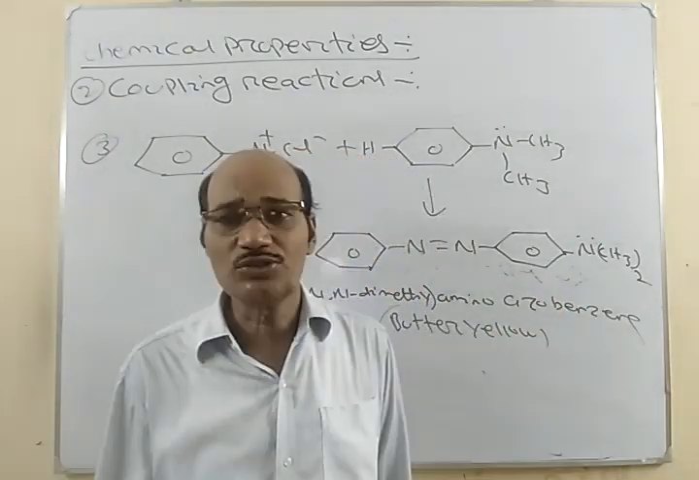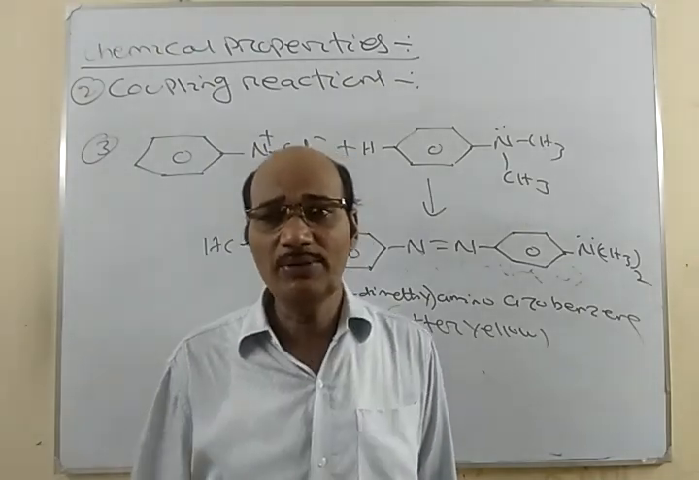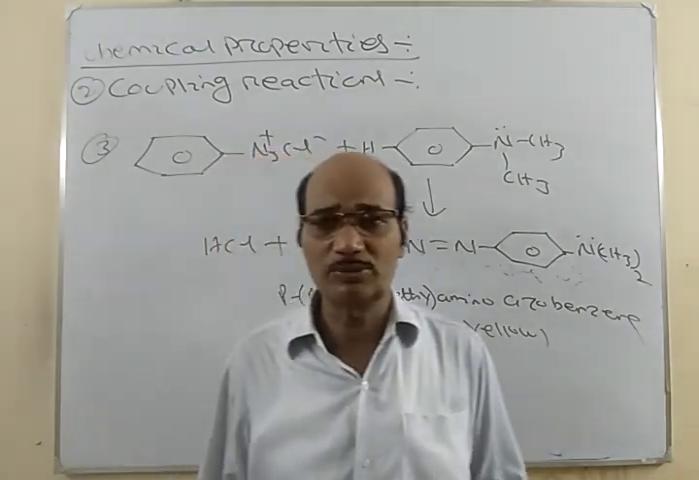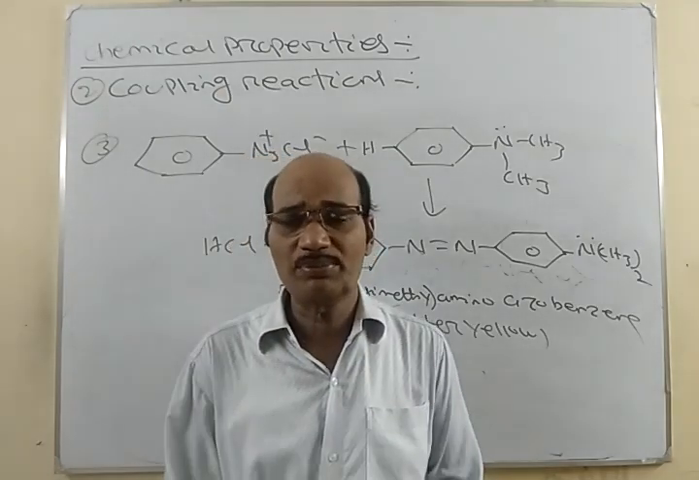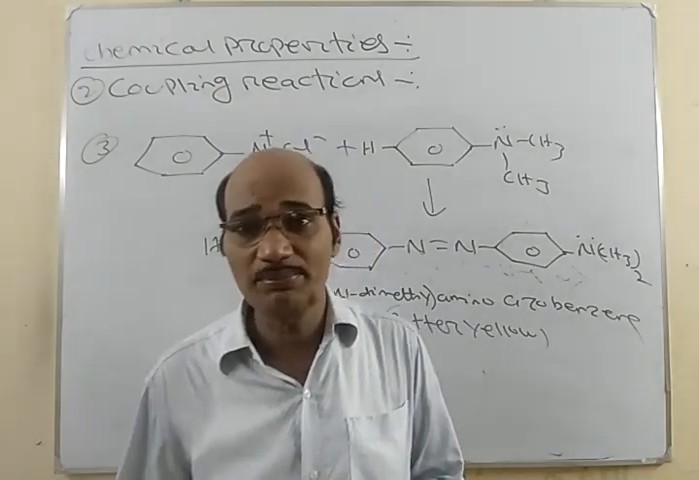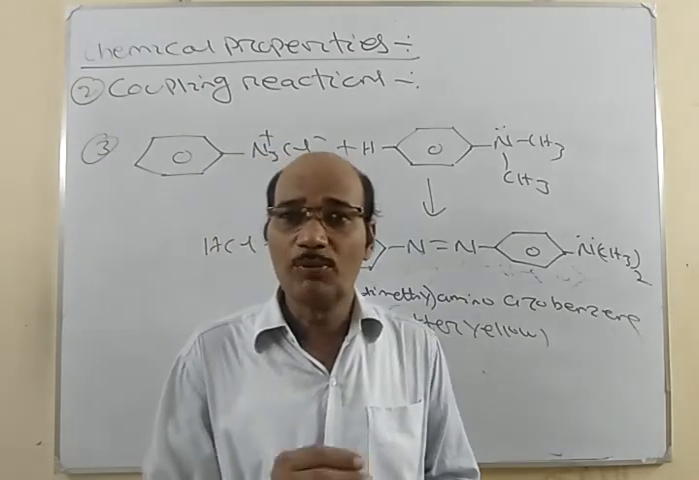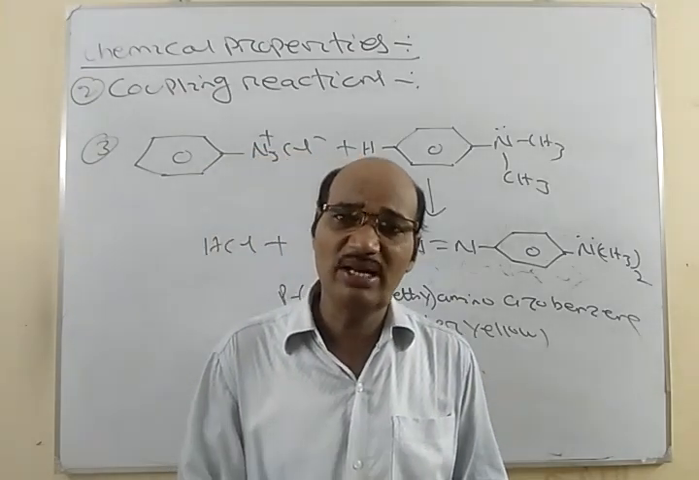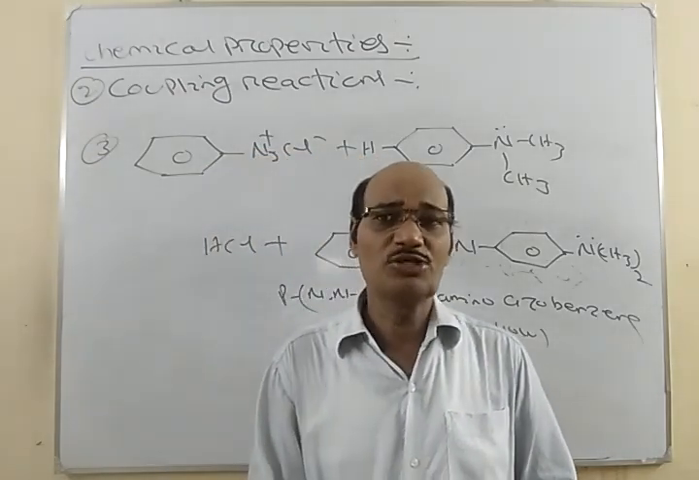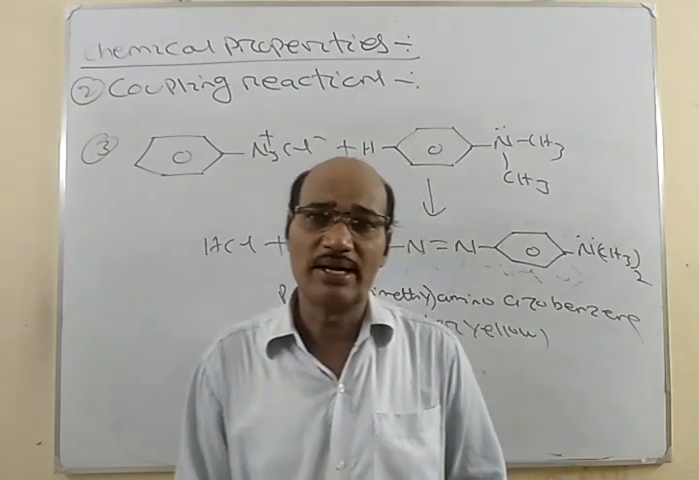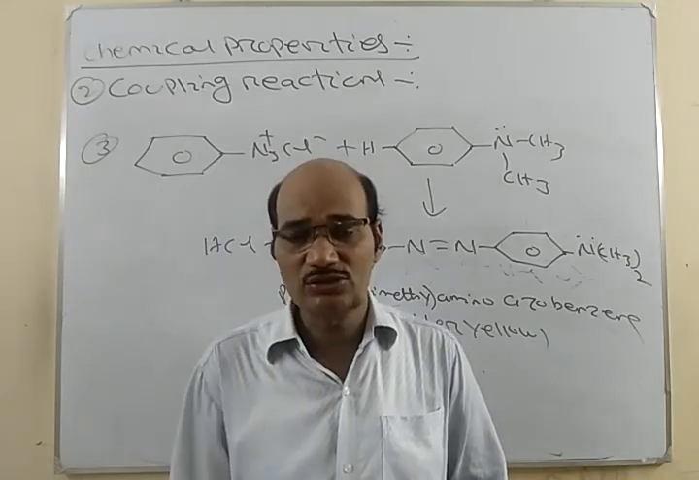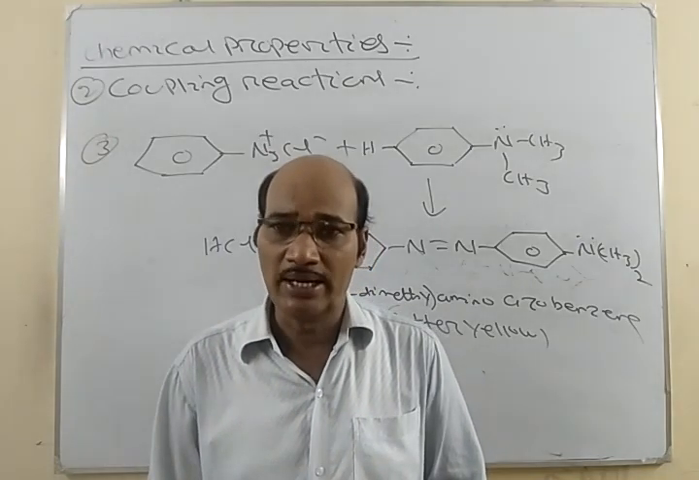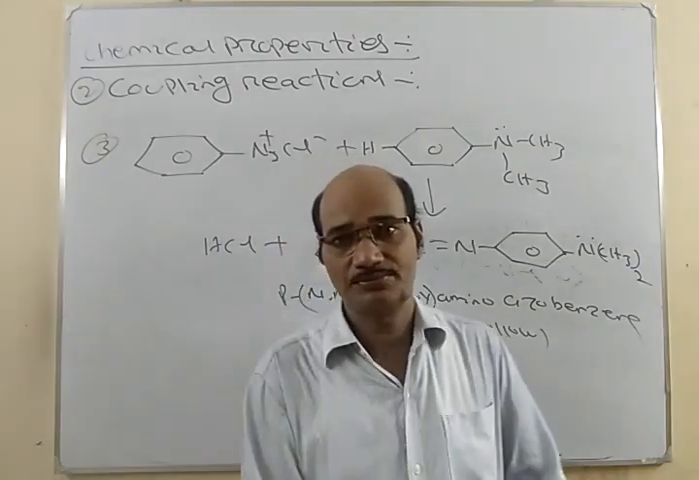So when asked to distinguish an aliphatic amine and an aromatic amine, both primary, suppose ethylamine and aniline, both are primary amines and both will respond to the carbylamine test. So how can we distinguish? We can distinguish by using the azo dye test. The azo dye test will be given by aniline, but not by ethylamine.